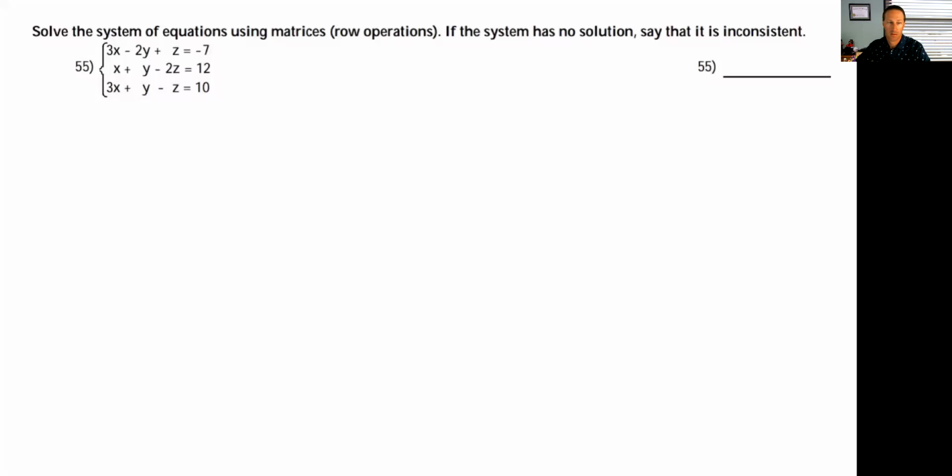Hey everybody, this is number 55 from the review. This is using Gaussian or row echelon form for a 3 by 3. That's a 3 equation, 3 unknown matrices setup for the systems of equations.